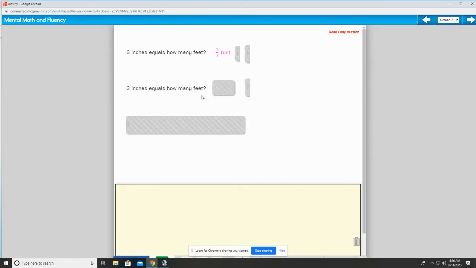3 inches equals how many feet? Okay, 3, 6, 9, 12. So there are 4 groups of 3 that go into a foot. So 1 out of 4 is what your answer should be, 1/4. And 27 inches. All right, I know that 24 inches is 2 feet, plus 3 more inches. So use this one to help you. What is your answer? You should have 2 1/4 feet. That is how we do mental math.